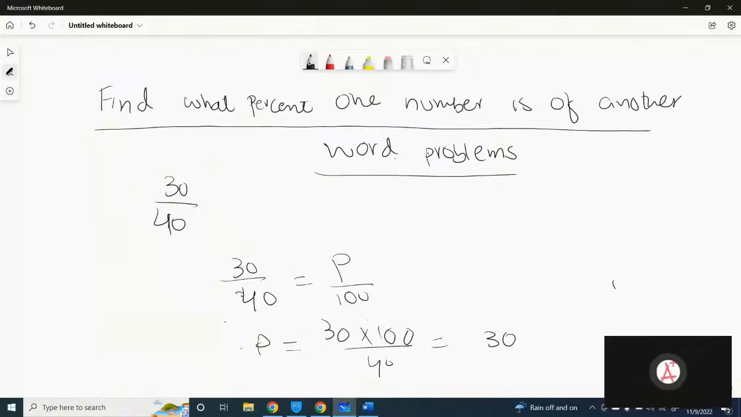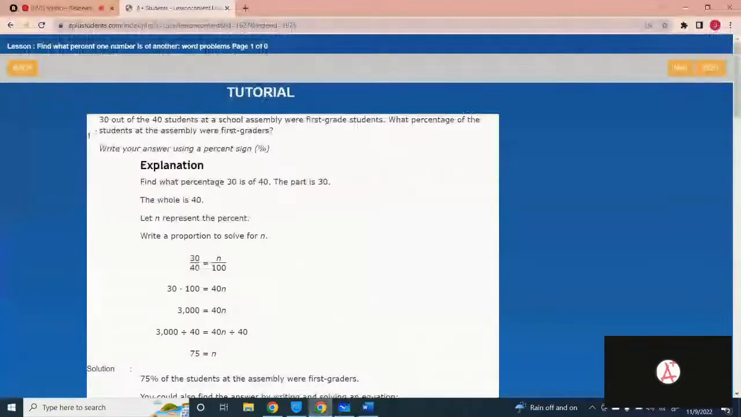It is 3000 divided by 40. It is 75%, I think. Yes, it is 75. That means 30 over 40 is 75% of the total students. Got it? So 75% of the total students are first grade students. Got it? Let's start with the test questions.